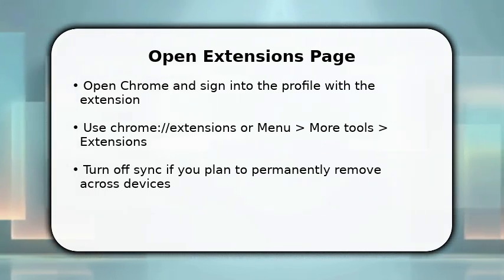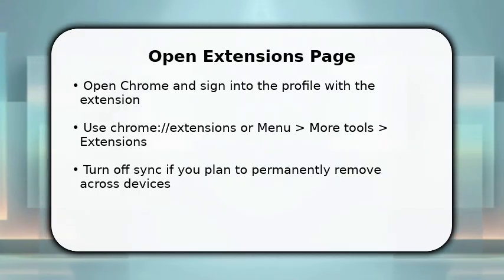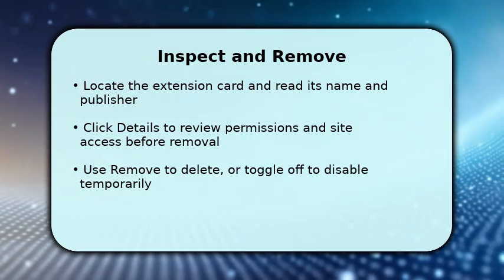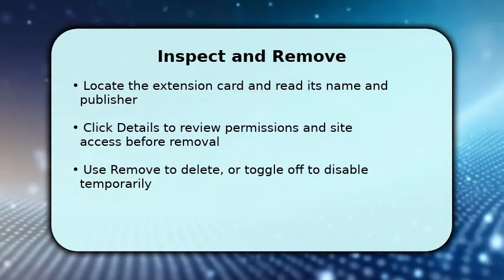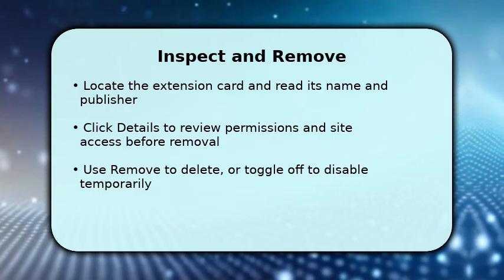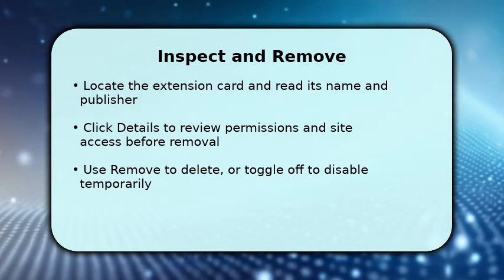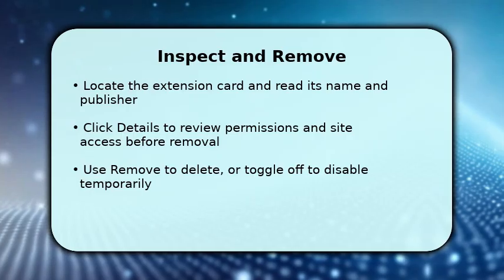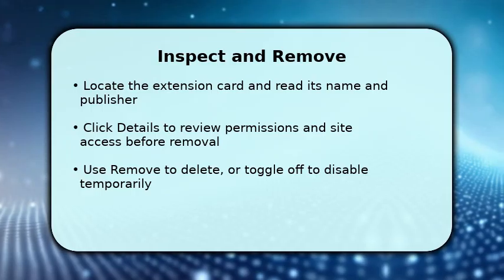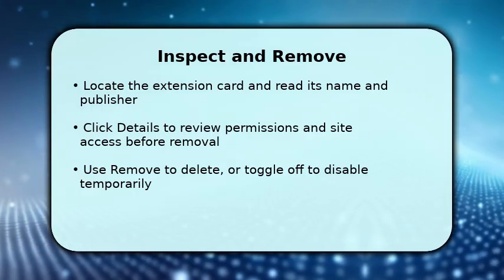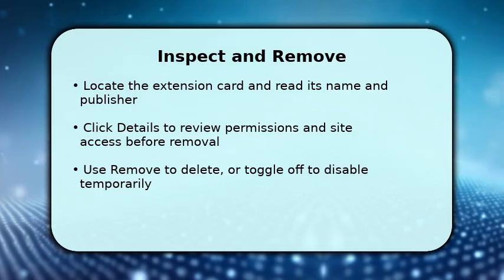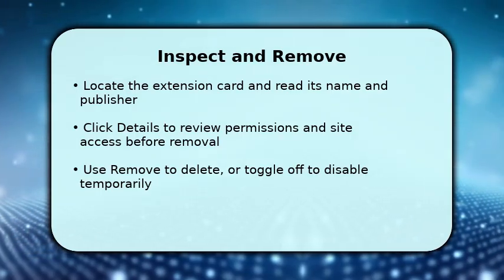Find the extension tile in the list and inspect it. Check the name, publisher, and last used date to confirm it's the right one. Next, click Details to review permissions and site access so you understand what will be removed and why you might lose saved data. If you're certain, click Remove and Confirm in the dialog. That deletes it. Alternatively, toggle the switch off to disable without deleting. Doing this step prevents accidental loss of needed functionality while keeping control over data and permissions.